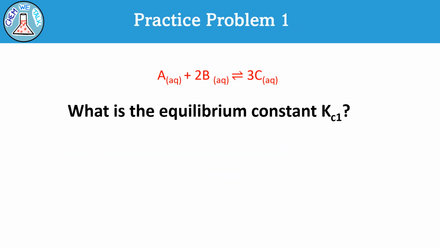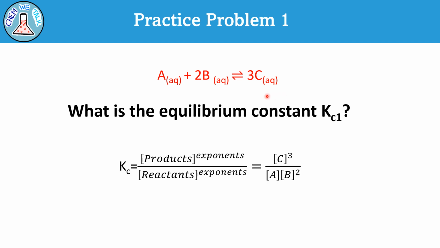All right, let's do some practice problems and write down the equilibrium constant for this reaction. First thing we need to notice, all of those species are aqueous, so we're good. Everything is going to show up in our expression, and we're going to do products over reactants raised to the coefficient. So our product C is going to be C cubed because of the coefficient, divided by A, whose coefficient is 1, and B squared because the coefficient is 2.